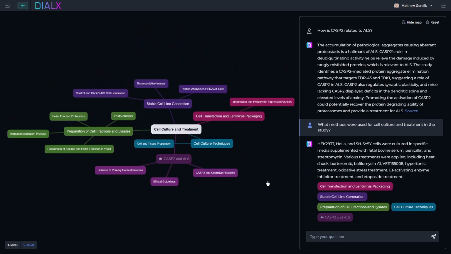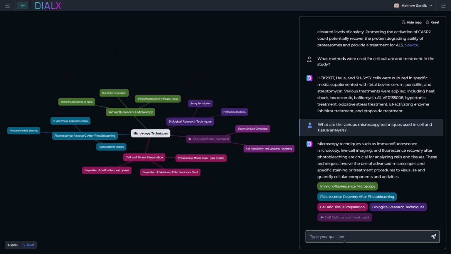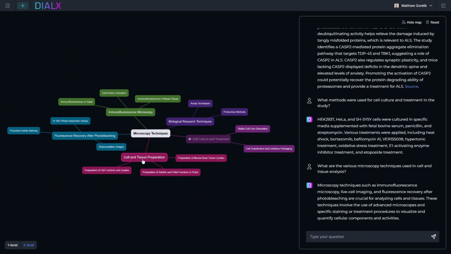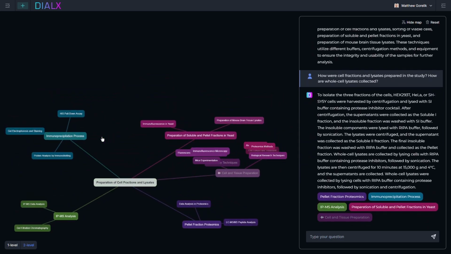We can continue to navigate along the structure and learn more about the study's methodology, like the microscopy techniques, or we can navigate to deeper sections about the protein quality control mechanisms and their relationship to disease pathogenesis. Of course, researchers can navigate along whichever path they choose.